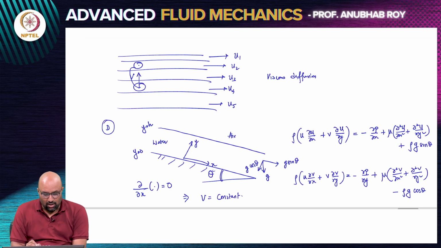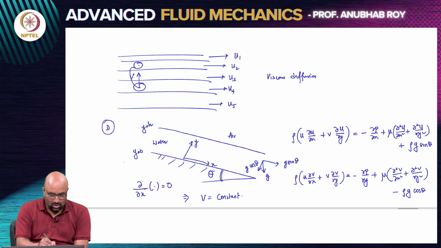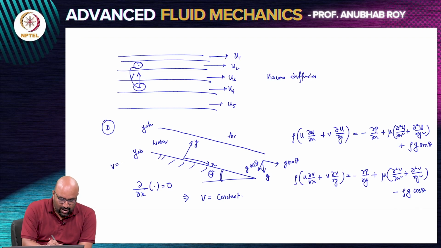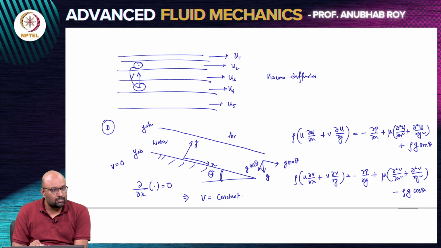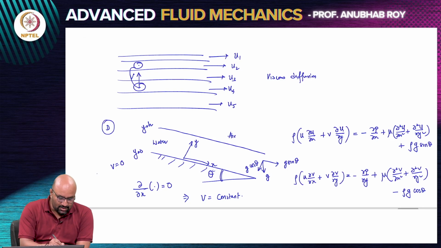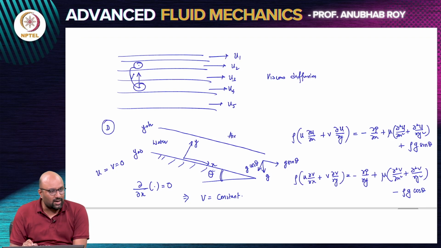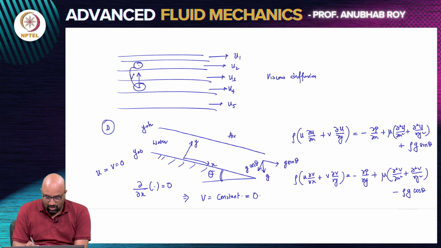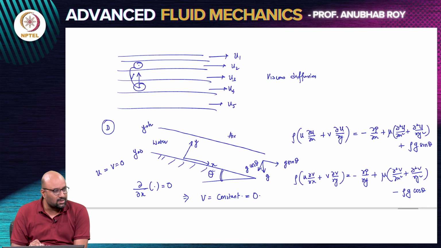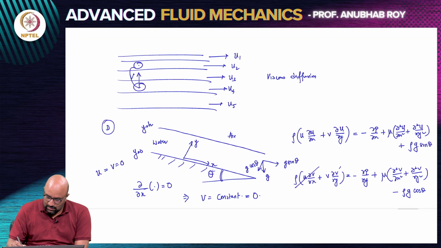Now if v is equal to a constant, that y equals 0 is an impermeable surface. So the boundary condition is that y equals 0, you have v is equal to 0. It's a no slip impermeable surface, so u and v both should be 0 at the bottom surface. So if v is equal to 0 and v is a constant elsewhere, then the only constant that is possible is v is equal to 0 everywhere. So there is no vertical velocity, there is no y component of velocity in this particular problem. So now that makes our life significantly simpler, and the flow is fully developed.